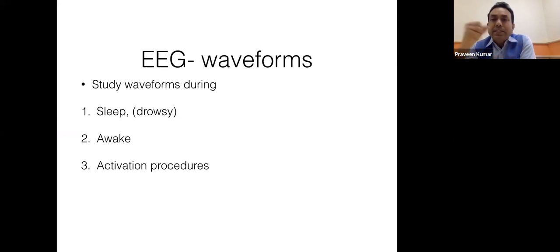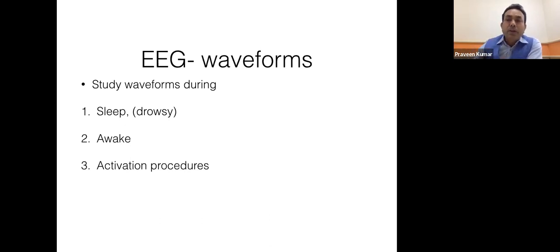So now comes the EEG waveforms in context. When we see these waveforms, as I mentioned to you, they have to be seen in three clinical contexts basically. The first is age, because age has a lot of variations in the waveforms, their frequency, their morphology. The older you become, your waveforms are much more on the slower side. Second, and more important, is your state.